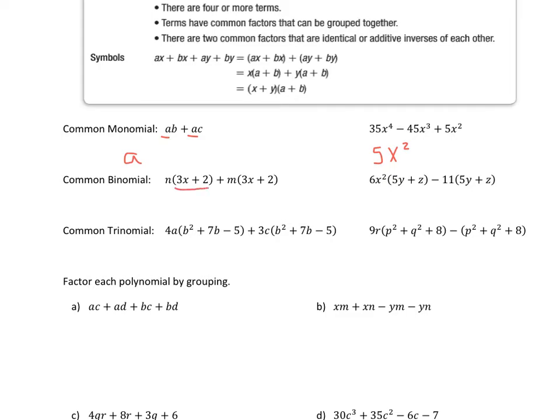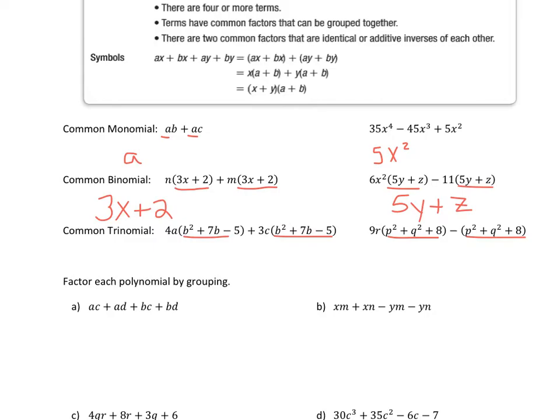In the next row, we have common binomials. So in this polynomial, 3x plus 2 is in common with both of those. Similarly, 5y plus z is in common with both of those. It's kind of like factoring out a GCF, but that GCF can be a monomial, binomial, trinomial, etc. In these next 2 examples, you can see the common trinomial is b squared plus 7b minus 5. And in the next one, p squared plus q squared plus 8.